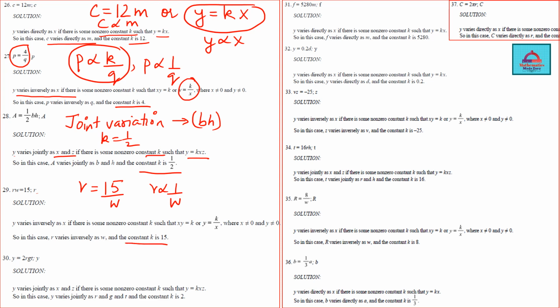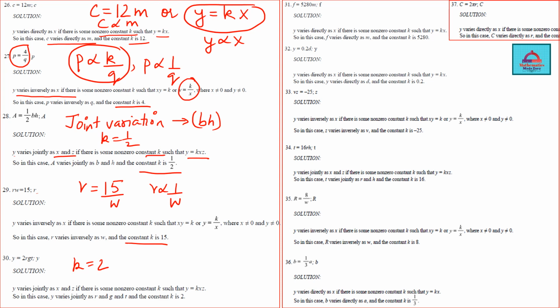Okay, next is Y equal to 2RGT. You have to say for Y. You can see Y is the product of 2 times R times G times T. So many variables are multiplied with each other. Therefore this is a joint variation, where the value of k is definitely the number 2.